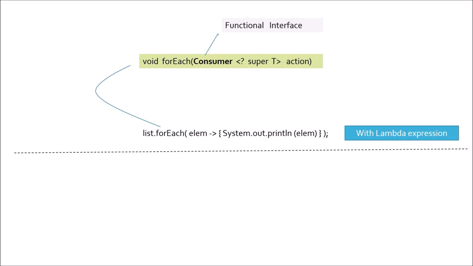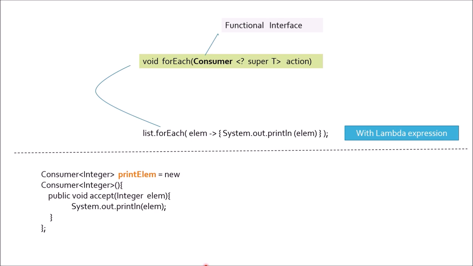If I don't use a lambda expression and again I have to iterate through each element of the list using forEach, how can I do that? So let's implement a consumer implementation to print the elements of the list. If I look at the implementation of the consumer, we can see here I am creating a printElement reference and assigning it an object of new Consumer. And this implementation, if you look, is an anonymous implementation.